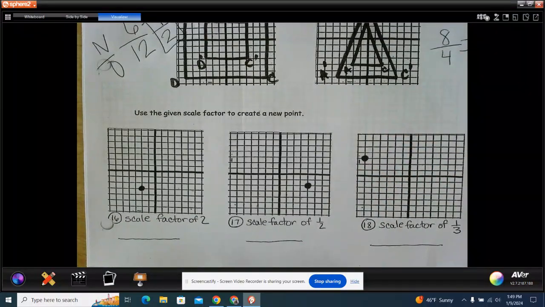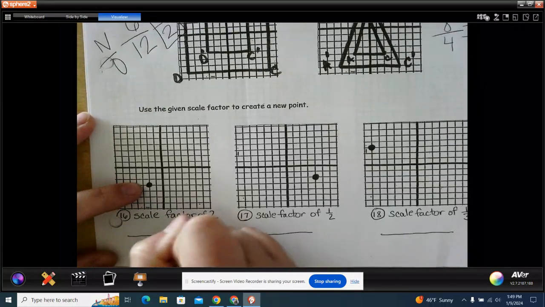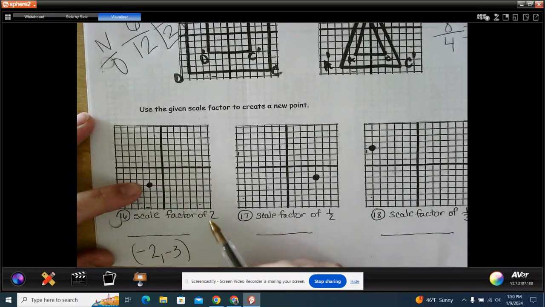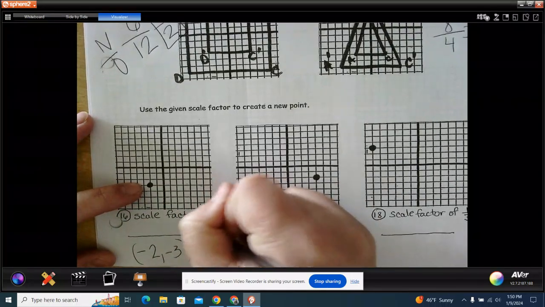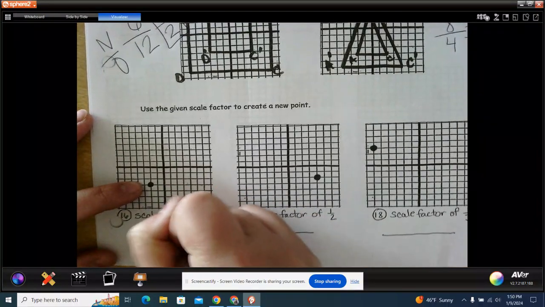So use the given scale factor to create a new point. First we have to identify what the point is, and that is located at (-2, -3). With the scale factor, we're going to multiply by 2. So 2 times -2 is -4, and 2 times -3 is -6.